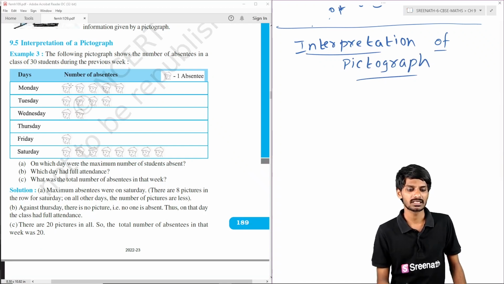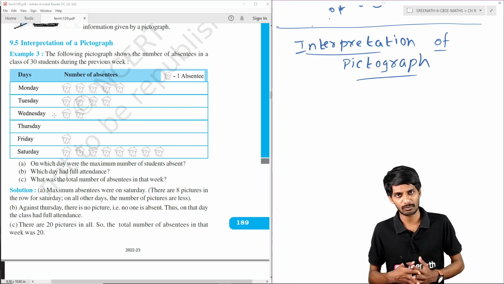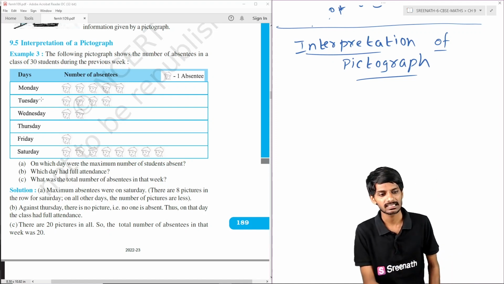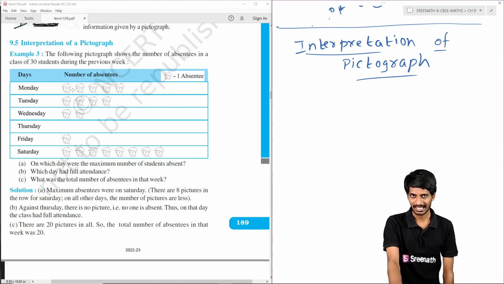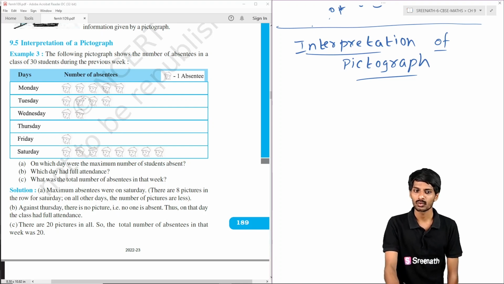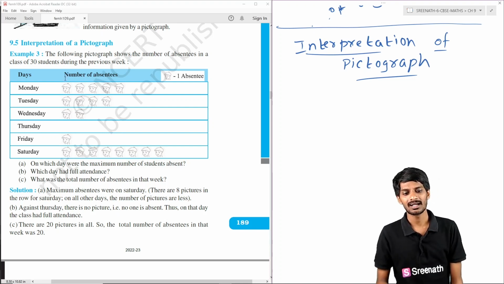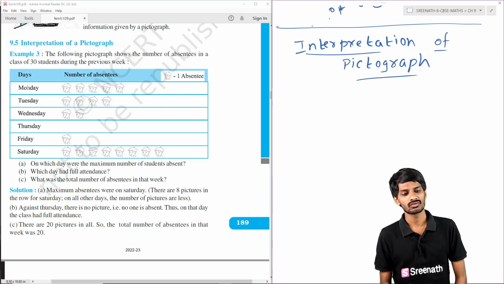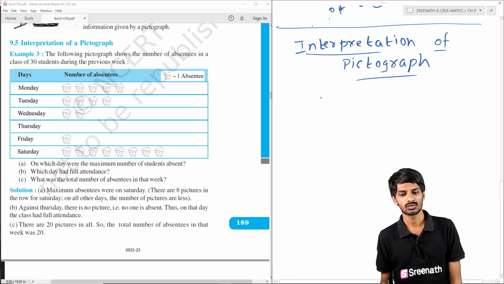So example 3 is there, students. By seeing the example, we are going to learn. The following pictograph shows the number of absentees in a class of 30 students. There is a class. In that class, there are 30 students, and this table shows the number of absentees in the previous week. So if we see from Monday to Saturday, the number of absentees is represented here. So on which day were the maximum number of students absent?